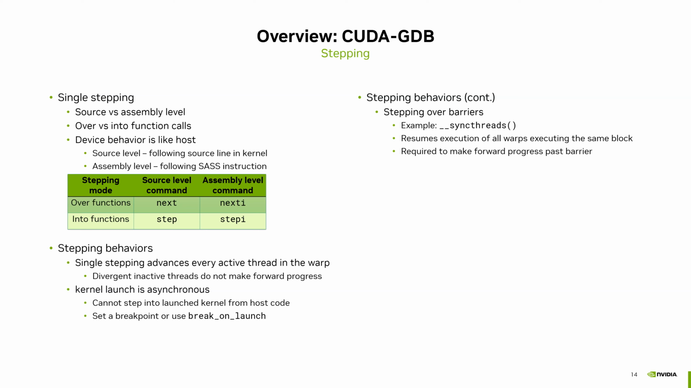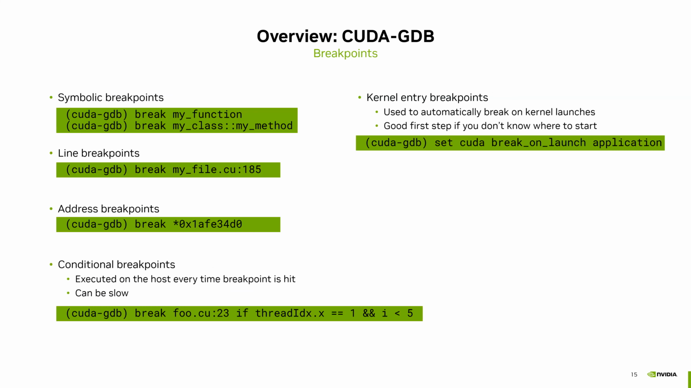Stepping over barriers. An example here is if you have syncthreads and you want to step over that, we'll allow you to, but we do resume execution of all warps executing the same block. So this is a block level synchronization primitive. In order to make forward progress, every thread in the block needs to enter that syncthreads. And so the debugger will, behind the scenes, allow those other threads to make forward progress.